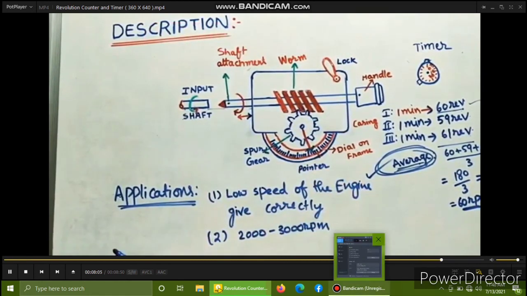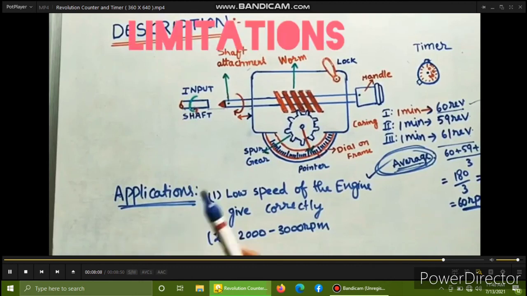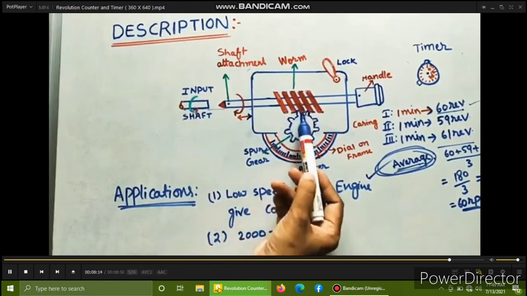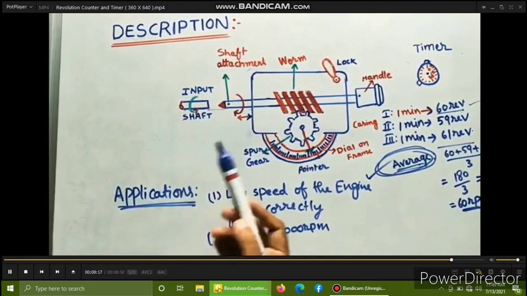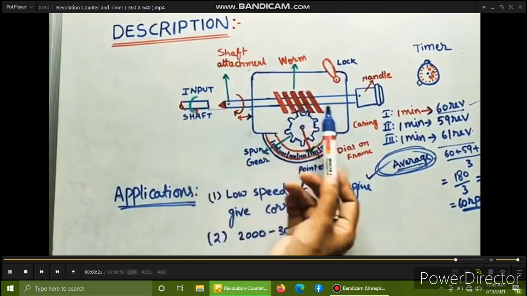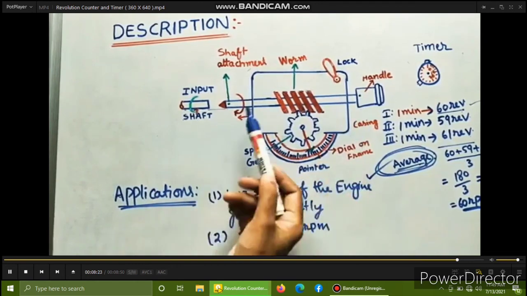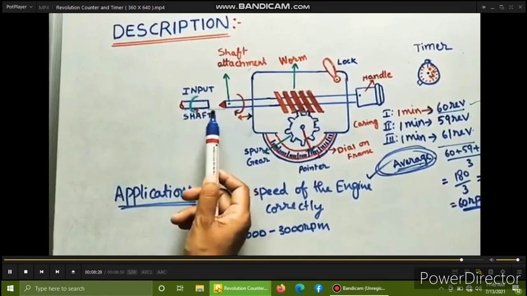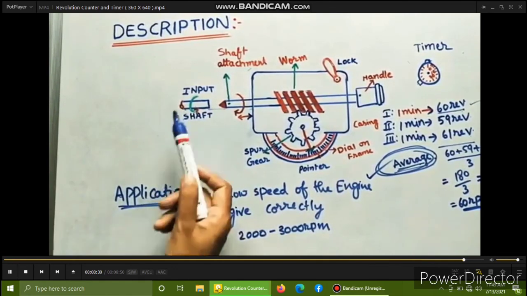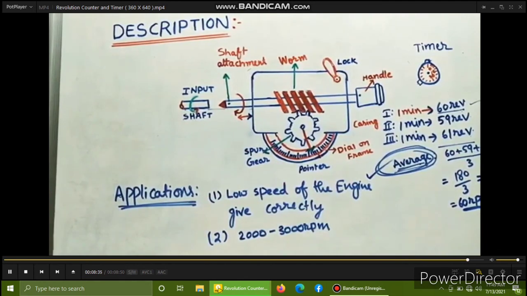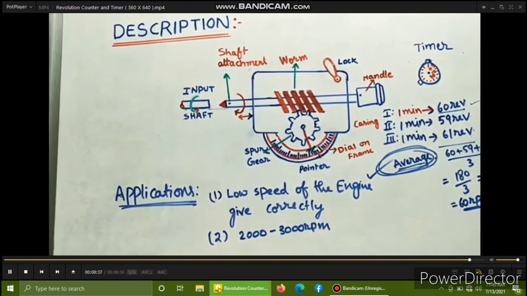If you take the disadvantages or limitations, we have to check the gears every time, whether they are lining up properly or not. We have to check the gear arrangement properly. There are many mechanical parts here, so we have to give lubrication oil for the smooth movement of the tachometer. And since we are connecting the shaft to the input, more noise will come. It is one of the limitations of this tachometer compared to electrical tachometers.